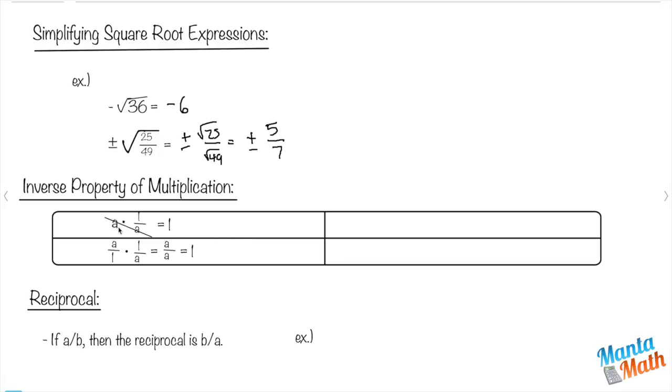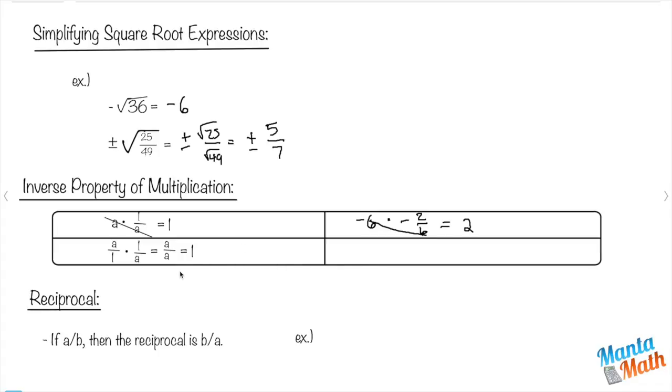Okay, then we have another property, the inverse property of multiplication. That says that a times 1 over a, you can cross out the a's because they cancel each other out, and that equals 1. An example of this would be, let's say we're given negative 6 times negative 2 over 6. We can cross out our 6's, and negative times negative is a positive, so the answer is simply 2.